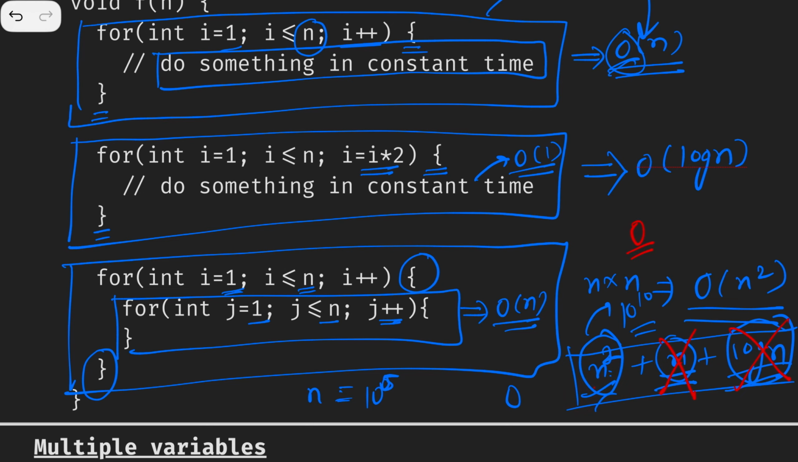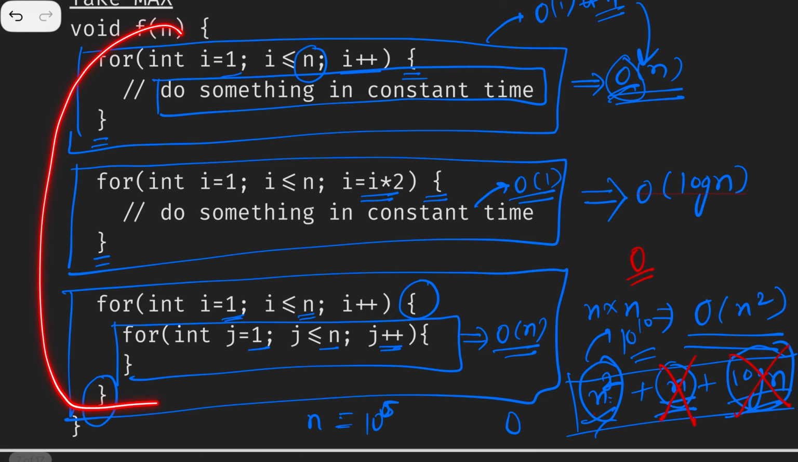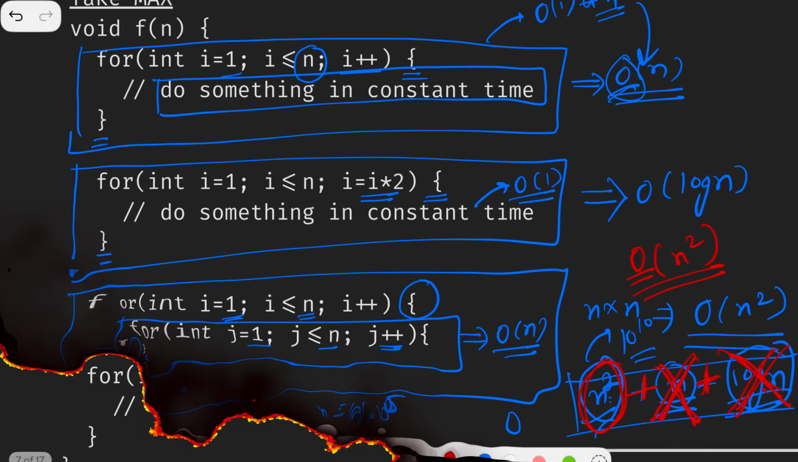So the total time complexity of this particular function, which has 3 different loops with 3 different time complexities, is going to be O of n square. What happened to n and log n? Well, they got removed because this is getting added, right? And this n will move very slowly compared to n square, and this log n will move very slowly compared to this n square. So the total time complexity of this function is going to be n squared.